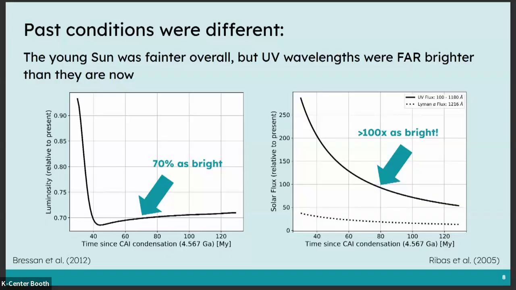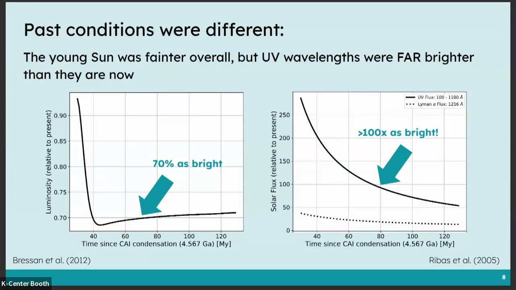So we can try to understand how these different past conditions evolved over time. The first one we'll talk about is the fact that the sun was different. The sun bolometrically, kind of overall, was less bright than it is currently. That's the left plot there, showing that the sun was 70% as bright as it is currently in the very early time of the solar system.